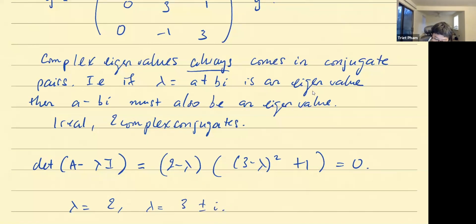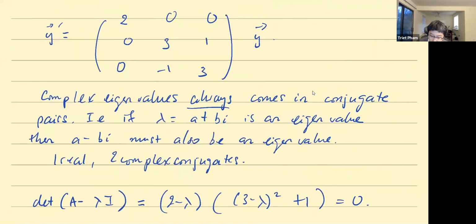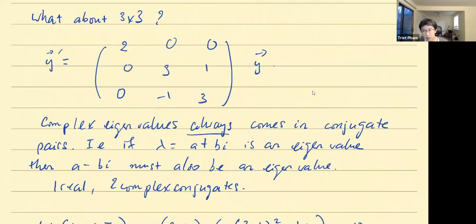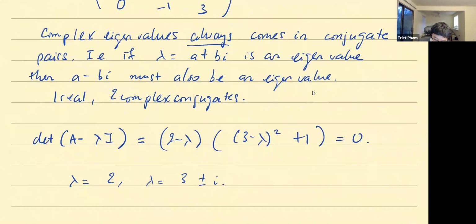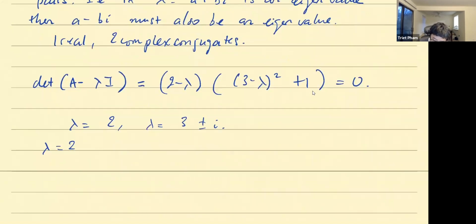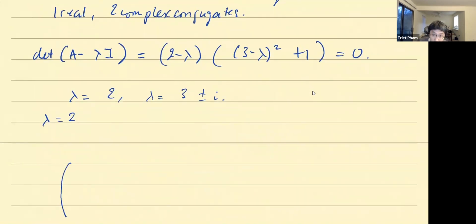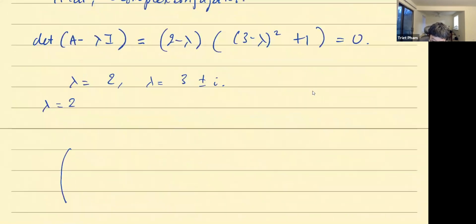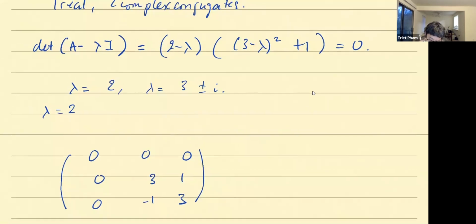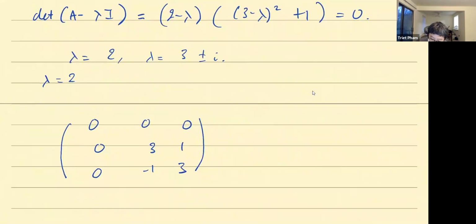By the way, because of that, in a 3 by 3, you always have distinct eigenvalues, and distinct eigenvectors, except of course these will be complex. So then you solve for each. Lambda equals 2, let's see. Lambda equals 2, what do we have? 0 0 0, 0 1 1, 0 minus 1 1. So what is the eigenvector here?